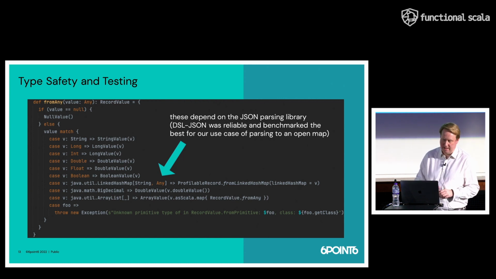And this depends on what your JSON or whatever parsing library does. In the case of some of the stuff I've been doing, in one of the cases I used DSL JSON. It seemed to be really reliable. It benchmarked really, really well for what we were doing in Spark. But it gives you a bunch of weird classes, and you don't want to have to deal with all the cases. So instead, throw loads of data at it, see what classes come out, and then just capture them at the start, right?